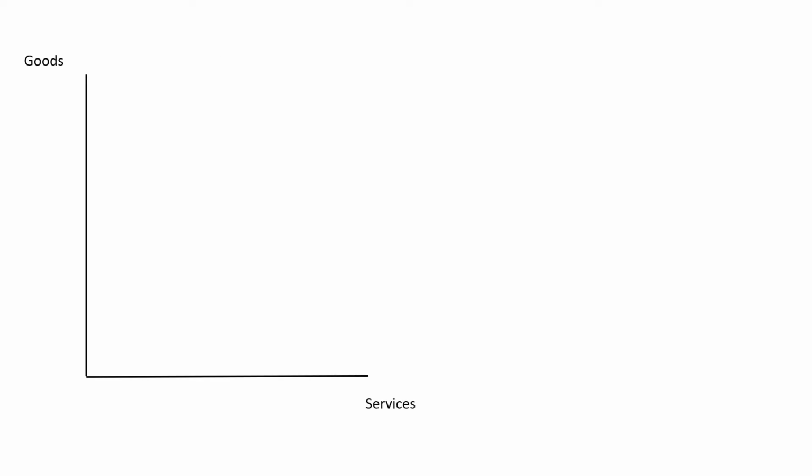So let's take an example of a production possibility frontier. In this case, our economy can produce either goods or services. If we decided to put all of our factors of production into producing goods, we could produce 60 units of goods. However, if we made that decision, there'd be no factors of production producing services, so we would produce no services. The output of services would be 0.